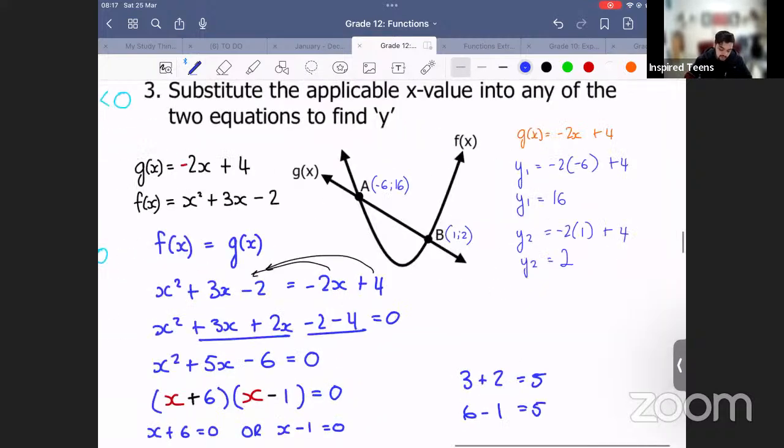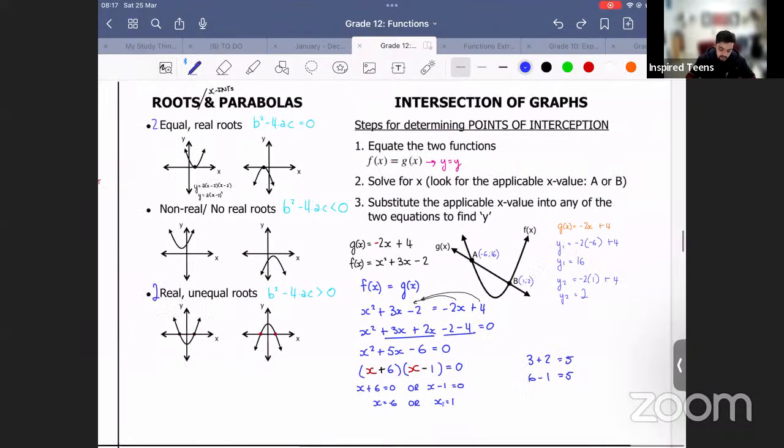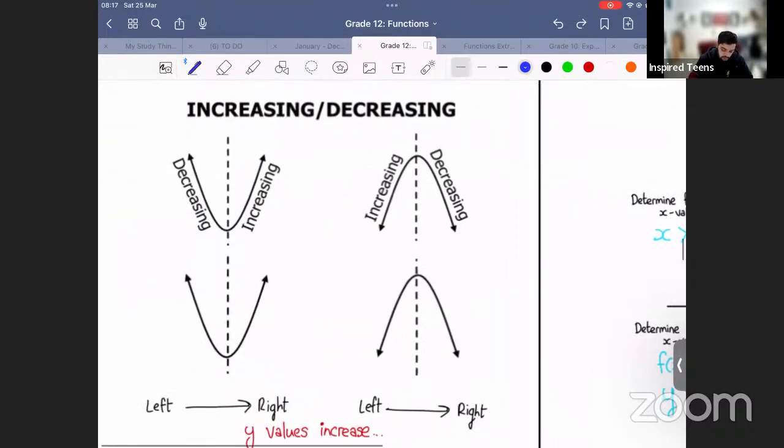So basically, I've solved for my intersection points. A is (-6; 16), while B is (1; 2) as their points of intersection. So there we go, points of intersection. Maybe the tricky part about this is, once you have the calculation down, it's just understanding that the question wants you to utilize points of intersection of the graph to calculate a certain coordinate. That's where I feel like a lot of people get confused.